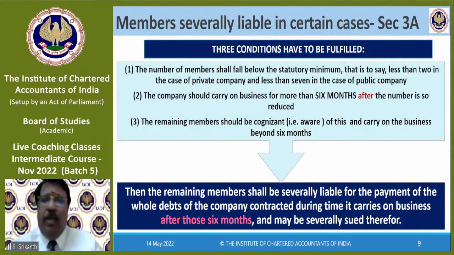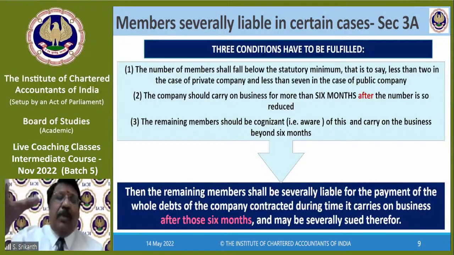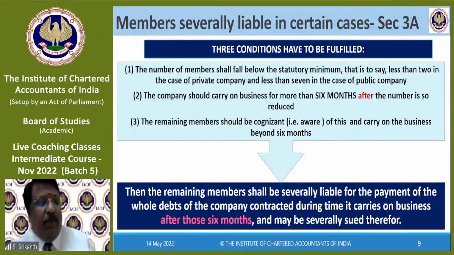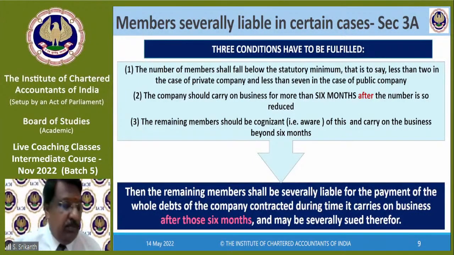So sequence. Number falls below the statutory minimum. Business is carried on. 6 months over. After 6 months, still the number is reduced. The remaining members knowingly carry on business beyond that. Then the remaining members are severally liable for the payment of the whole debts of the company which is contracted or which is borrowed after those 6 months. And they are liable severally. Any one of them can be sued for the entire amount. That's what severally means. Severally means any one person can be sued for the entire amount. Okay.